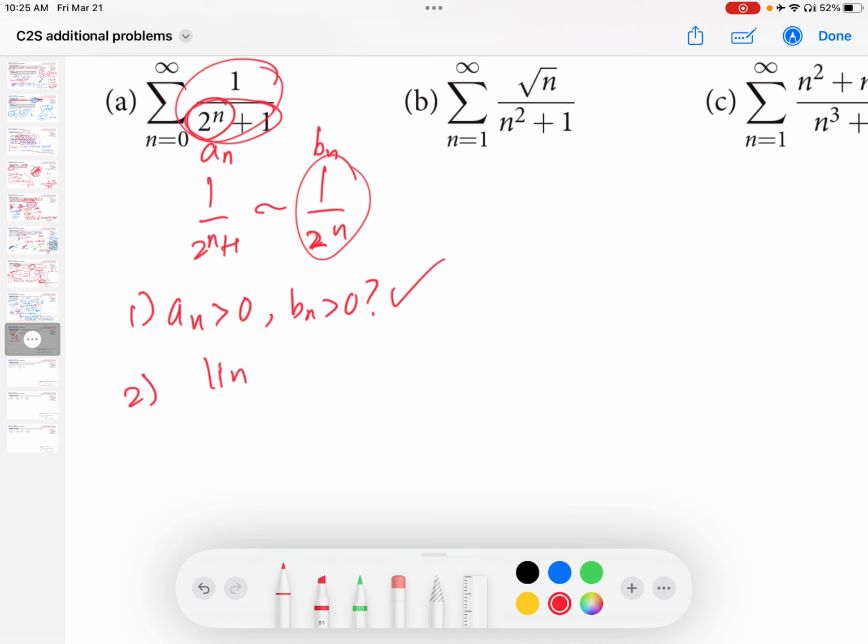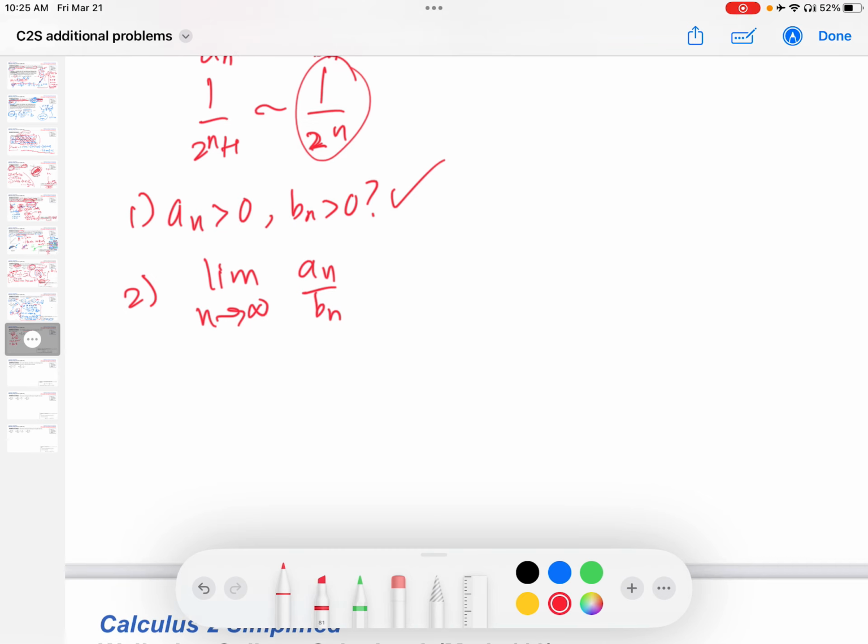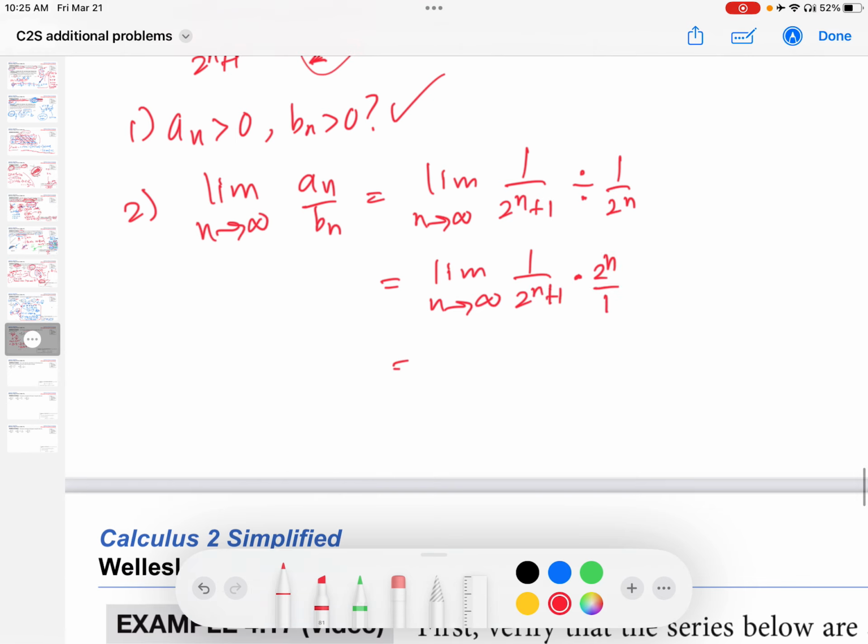Number 2, now I'm going to take the limit as n goes to infinity of a_n divided by b_n. It doesn't really matter if you do b_n divided by a_n, it's totally up to you. So let's just put in what a_n and b_n are here. a_n is 1 over 2 to the n plus 1, and then I'm going to divide by b_n, which is 1 over 2 to the n. Remember that when you divide, it's the same as multiplying by the reciprocal. So 2 to the n over 1. So in this case, we have the limit of 2 to the n over 2 to the n plus 1.